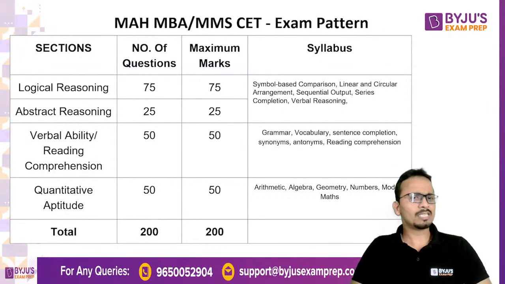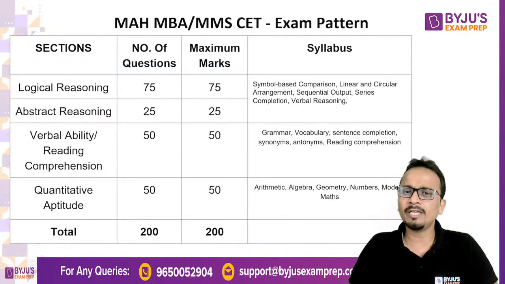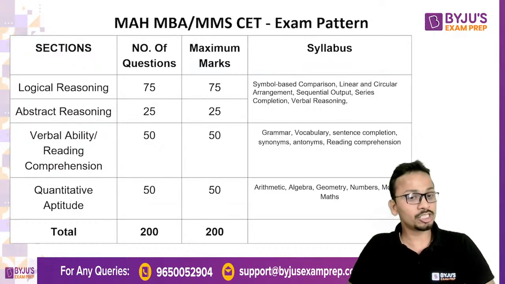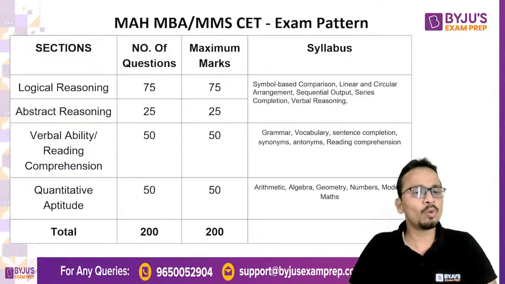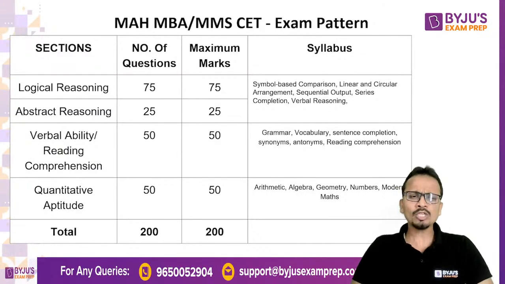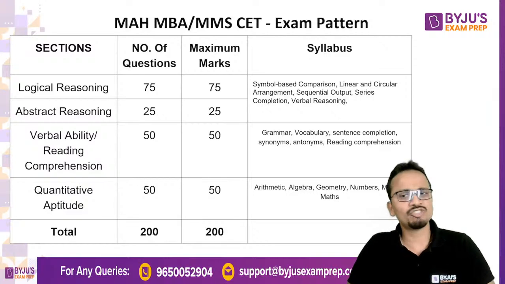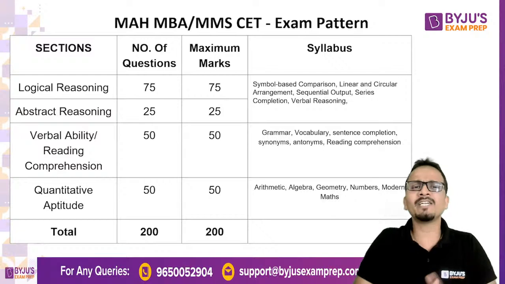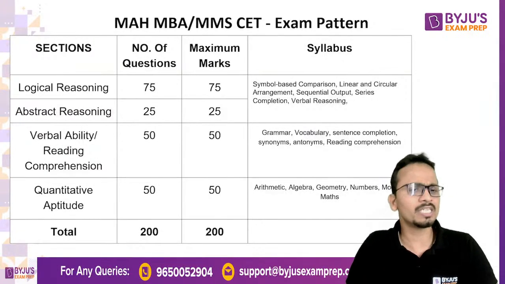All right. Now, the third section will be verbal ability and reading comprehension, where grammar, vocabulary, sentence completion, synonyms, antonyms, and reading comprehension will be tested. The fourth section, which we'll be focusing on in today's session, will be quantitative aptitude. As usual, the different areas range from arithmetic, algebra, geometry, number system, modern maths, and data interpretation. These are the different areas tested in quantitative aptitude.